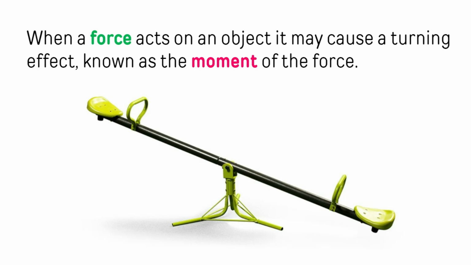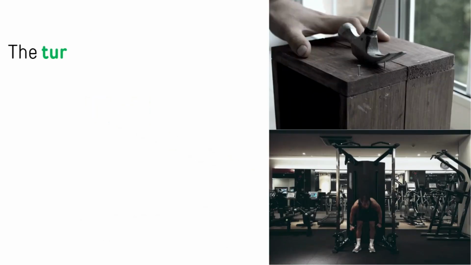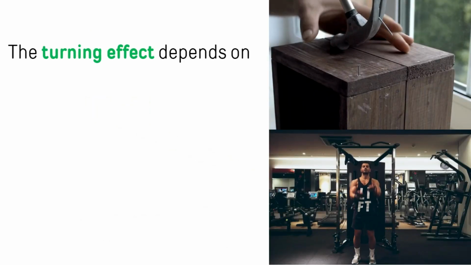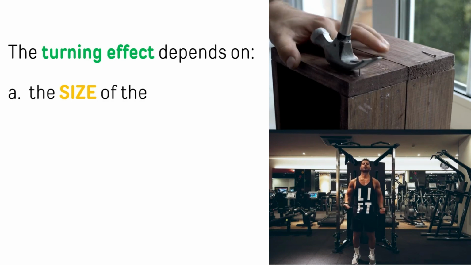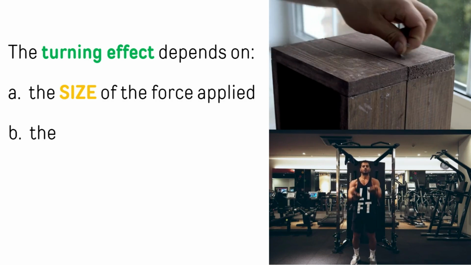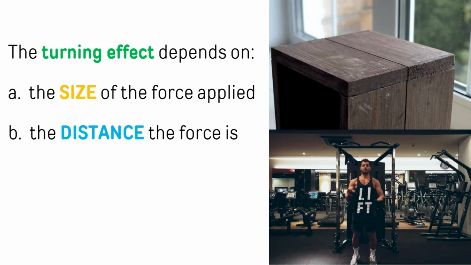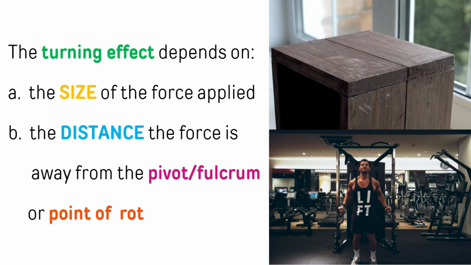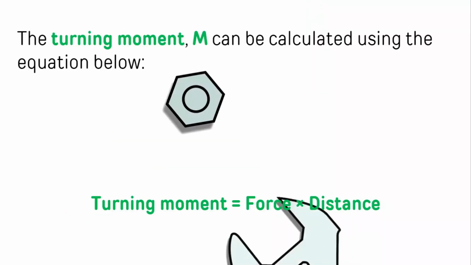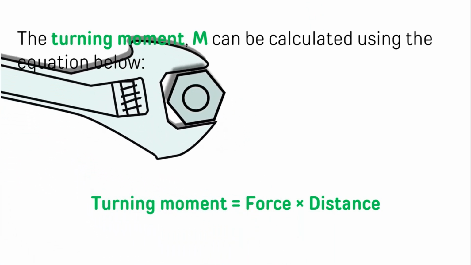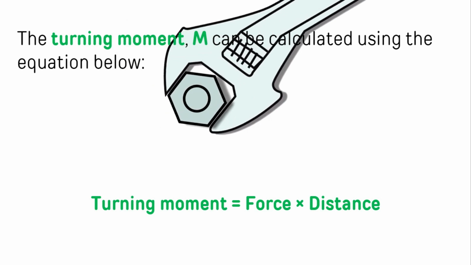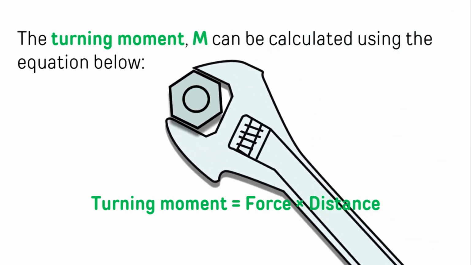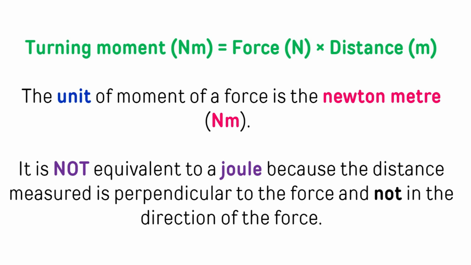When a force acts on an object, it may cause a turning effect known as the moment of the force. The turning effect depends on A, the size of the force applied, and B, the distance the force is away from the pivot. The turning moment M can be calculated using the equation below. Turning moment is equal to force times distance. The unit of moment of a force is the newton meter.